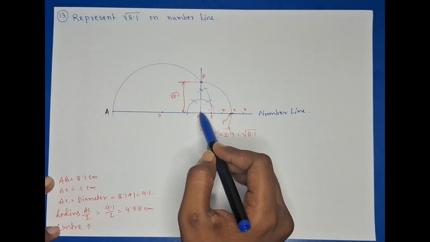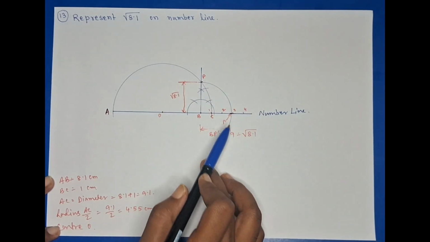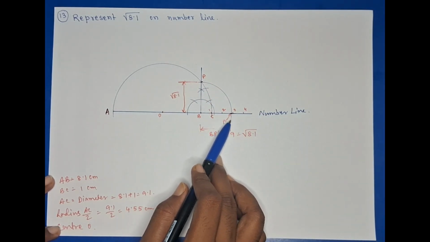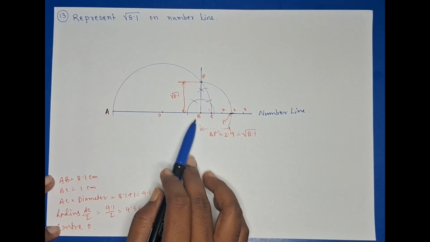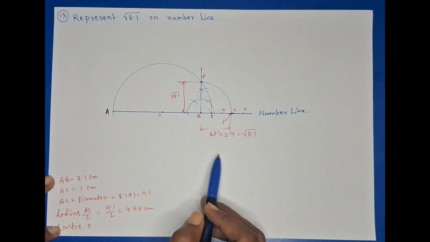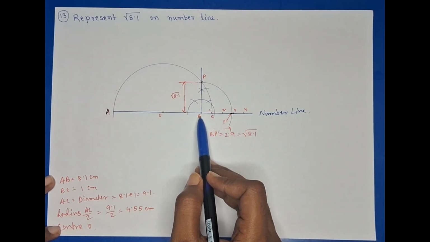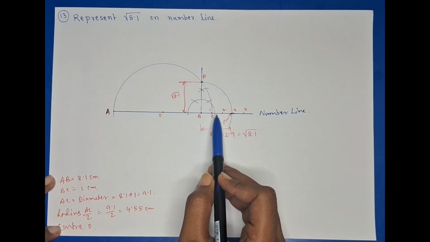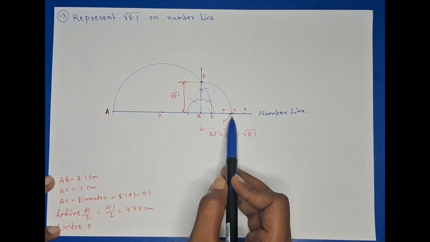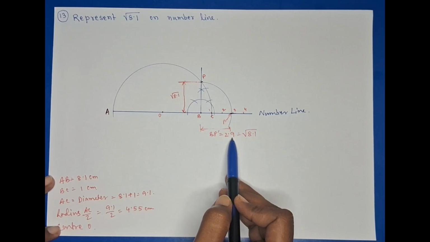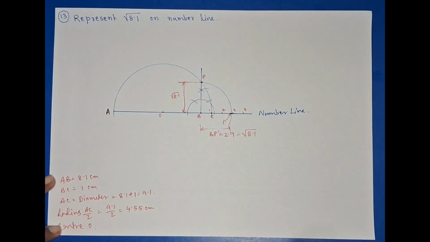And we have represented it in number line. How? By taking BP as radius and B as center, we have drawn an arc and then seen where it has cut in number line. Suppose it has cut in number line at P dash point. So this BP dash is equal to the square root of 8.1, where we have to consider point B as 0, then point 1, point 2, point 3, point 4, like that we have considered. Then we have found this BP dash is equal to 2.9 centimeter.